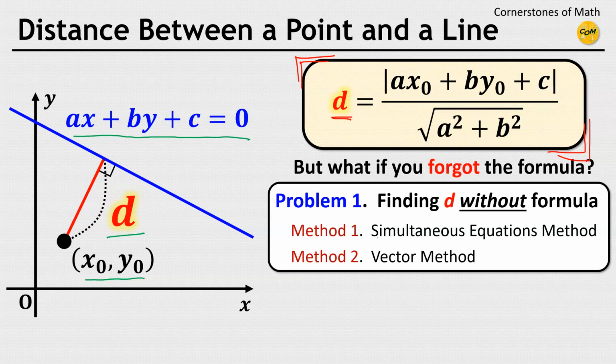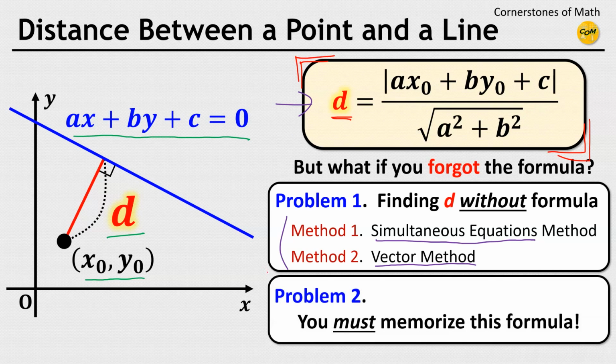The first method is the simultaneous equations method, and the second method is the vector method. These are the methods that are commonly used to derive this formula, so they are definitely worth our attention. However, I'm not trying to argue that you don't need to memorize this formula. Actually, I will present another sample problem just to explain how things can get really complicated if you do not use the formula, and why it is absolutely necessary that you memorize it. Alright, now let's move on to the first part.